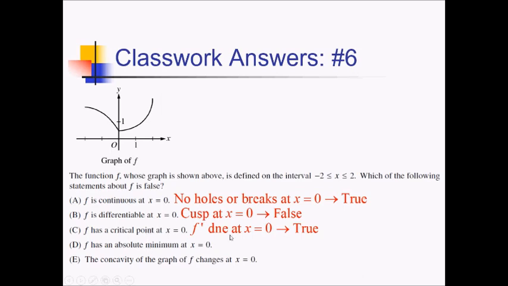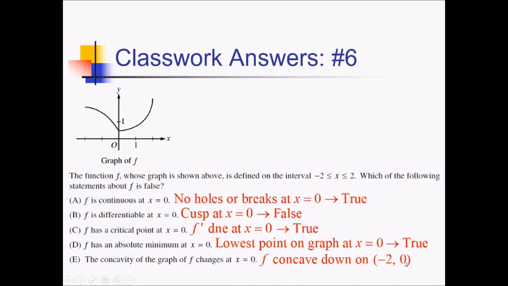D, f has an absolute min at 0. Well, yeah, this is the lowest point on the graph, so that's also true. And then the concavity of the graph changes at x equals 0. So we go from being concave down between -2 and 0 to being concave up like a cup from 0 to 2 for x values. So that is a concavity change, so this is also a true statement. So then the only false statement definitely was choice B, and that's what we're choosing.